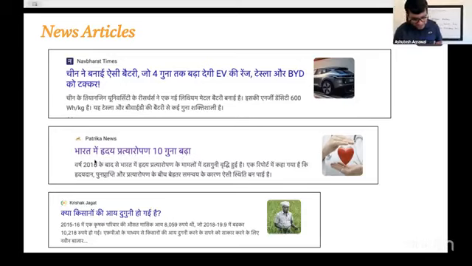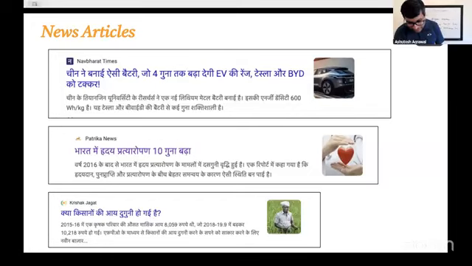So read it one more time. Bharat mein hriday pratyaropan 10 guna badha. Okay, so it's past tense, right? So it increased by 10 times. The heart transplant increased by 10 times in India. It's saying something like since 2016. Yes, yes. Wonderful. Okay, we'll do the last one.